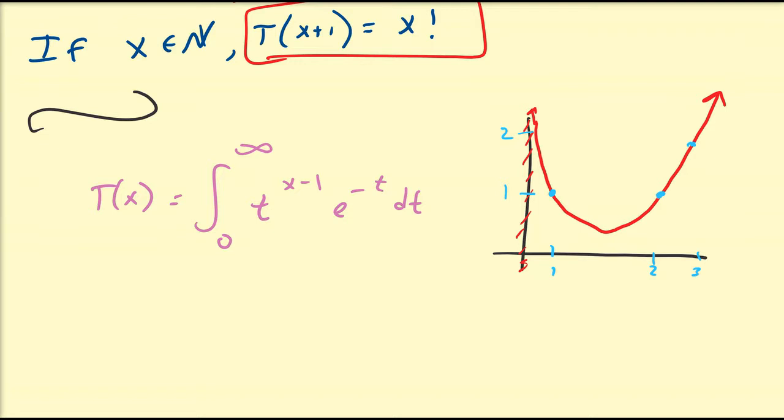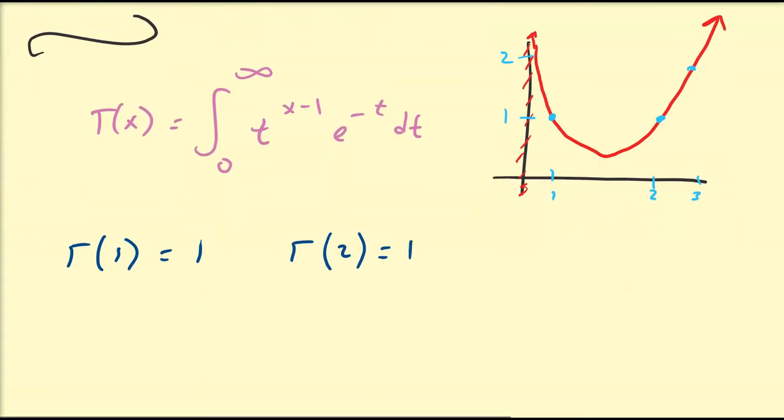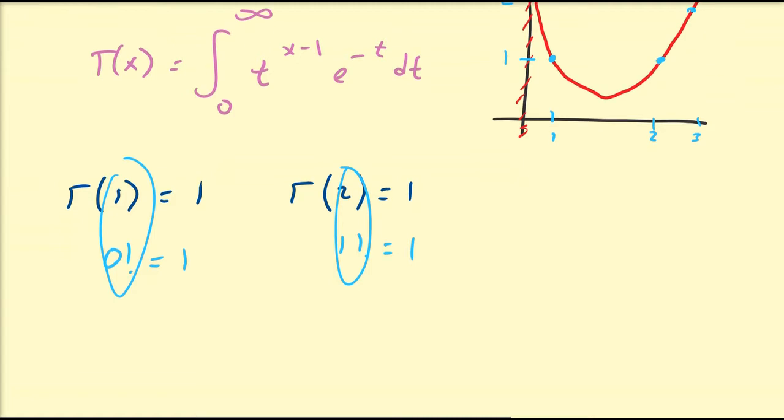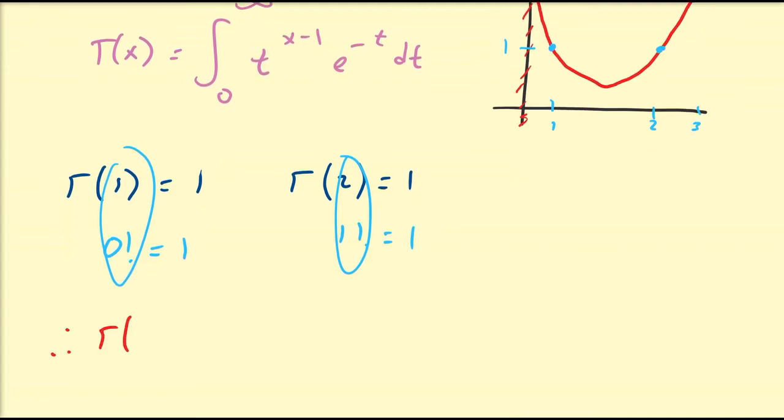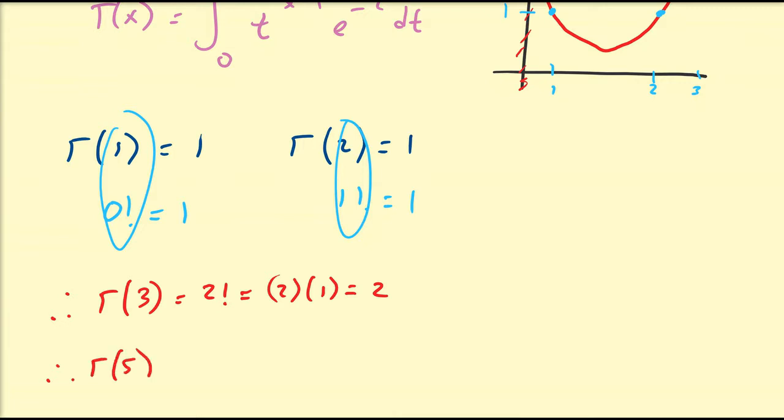Because this is related to the factorial function. So gamma of 1 is equal to 1, gamma of 2 is equal to 1, which is equivalent to saying 0 factorial is equal to 1 and 1 factorial is equal to 1, because the relationship between gamma and factorial is a shift value down. So we can say that gamma of 3 is the same as 2 factorial, which is 2 times 1, which is equal to 2. And also gamma of 5 is going to be equal to 4 times 3 times 2 times 1, which is going to be equal to 24.